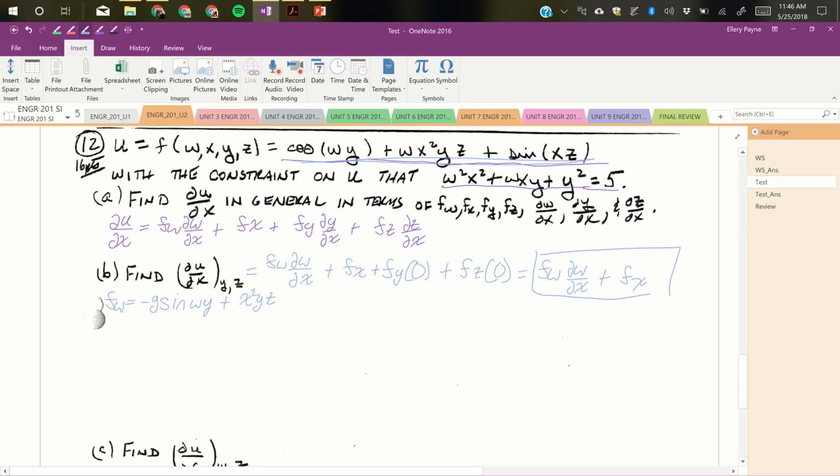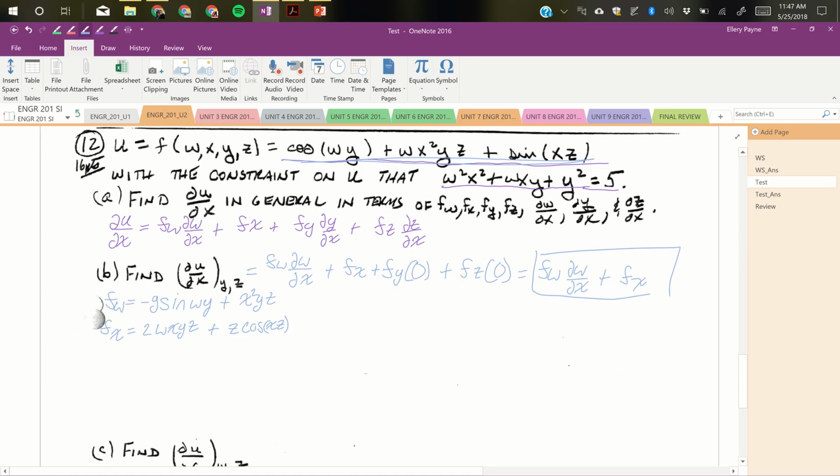Now I have to find the partial. We'll solve for the partial with respect to x. Actually, never mind. We'll just do f_x first. So f_x, same deal. The first term does not have an x in it, so the derivative of cosine wy with respect to x is 0. Next term we'll have 2wxyz. Now plus the derivative of sine xz, so the derivative of xz with respect to x is z, times the derivative of sine, which is cosine xz.